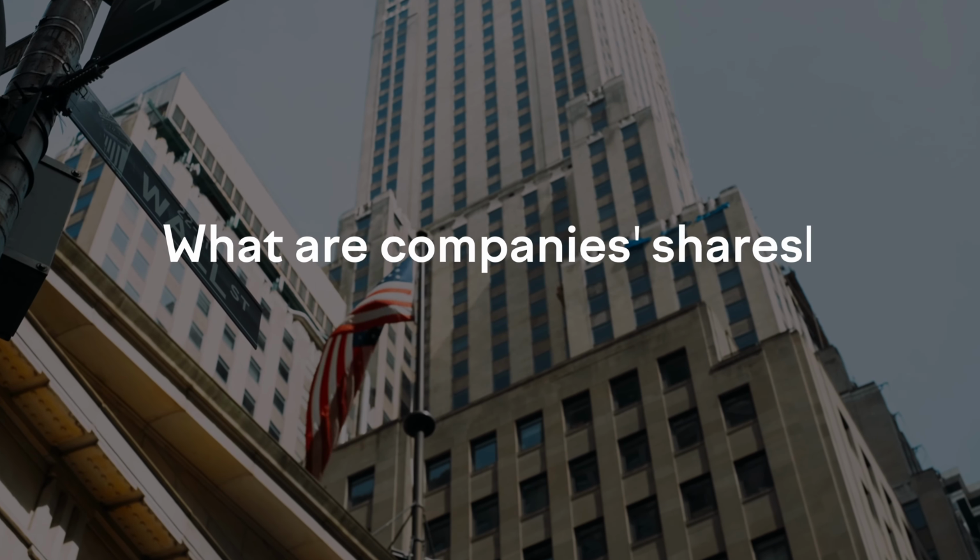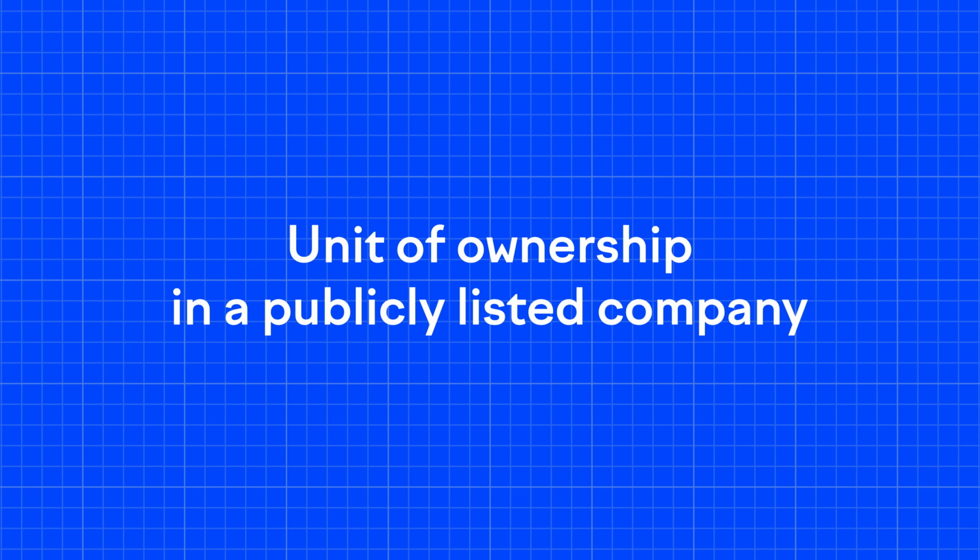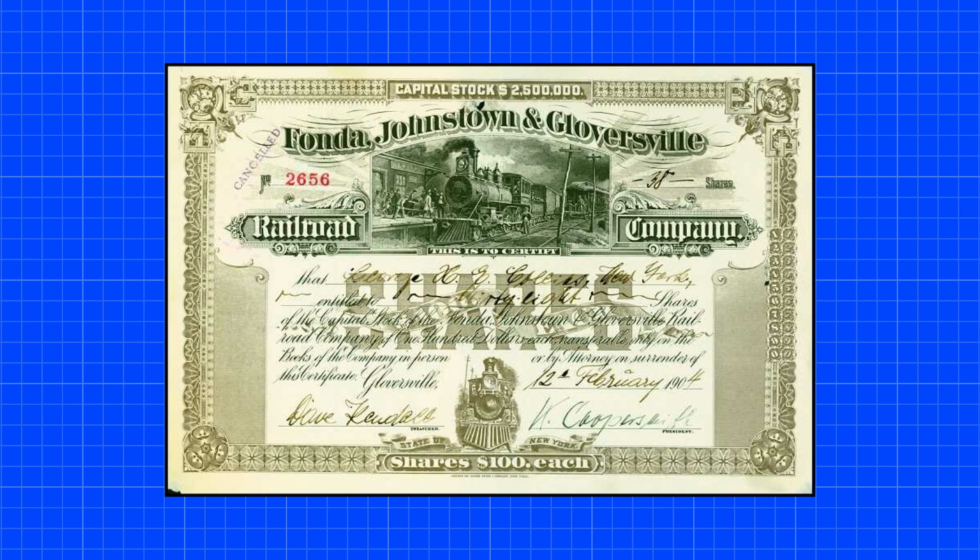So what are company shares and what's the stock market? Company shares, also known as stocks or equity, represent a unit of ownership in a publicly listed company. When a company issues public market stocks, it's essentially selling a small portion of the business to shareholders. Those shareholders are entitled to a portion of the company's profits and have the right to vote on important matters such as the election of the company's board of directors, etc.